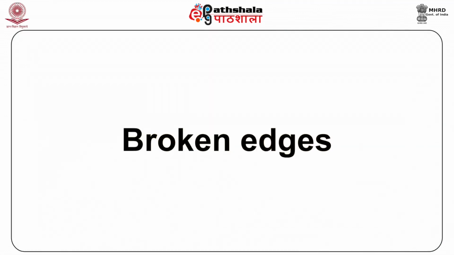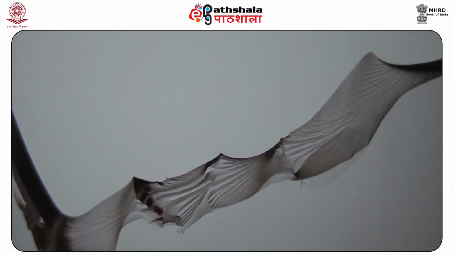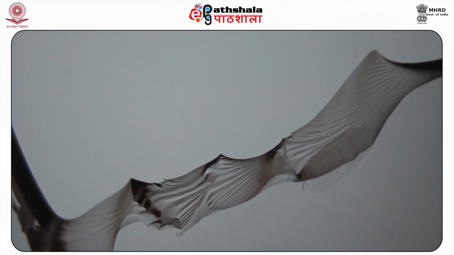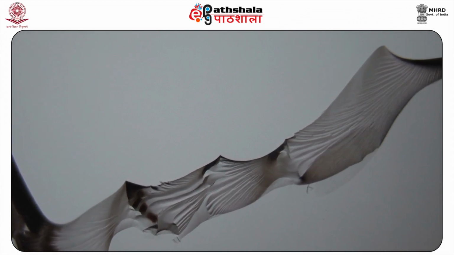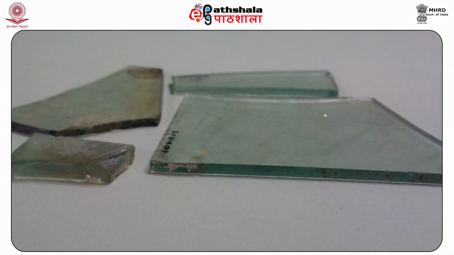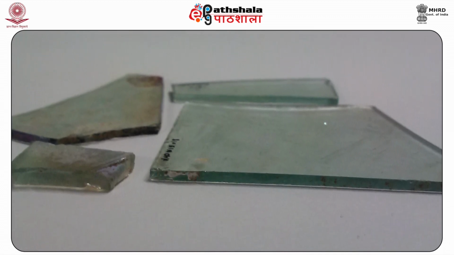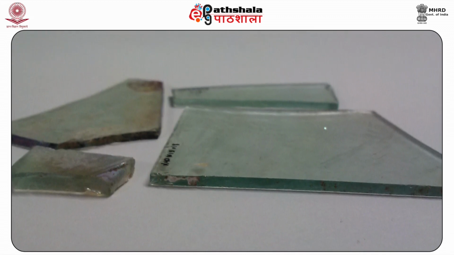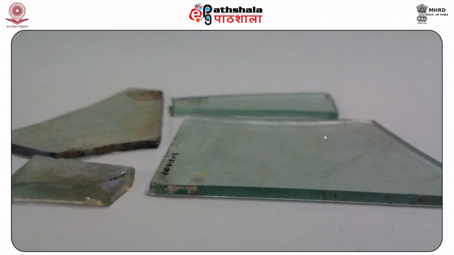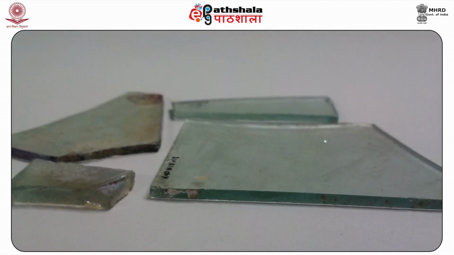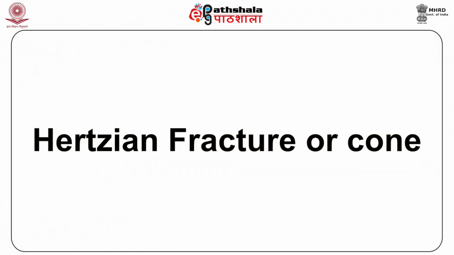Broken edges. When there is a cut in the surface placed under tension, the glass may not break squarely across. When a piece of glass is broken by bending from a larger piece, the sharp edge remaining on the larger piece will probably be there on the side to which the force was applied. Hertzian fracture or cone.